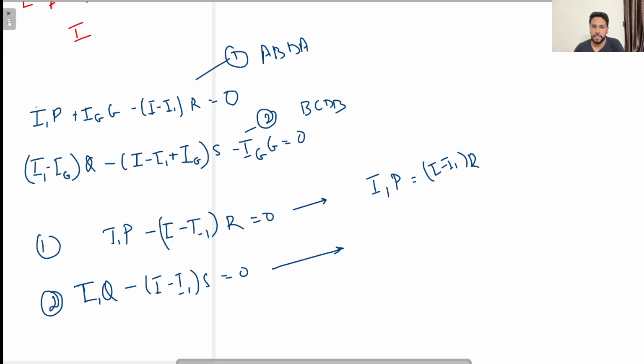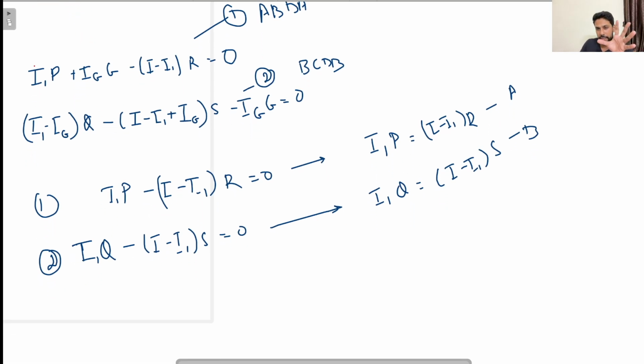Okay, so this is going to be I1 into Q equal to I minus I1 into S. Now let me say this is equation A, this is equation B. So I am ending up getting two equations. So this is a final equation. So equation 1 and equation 2 have got modified into final equations A and B here.